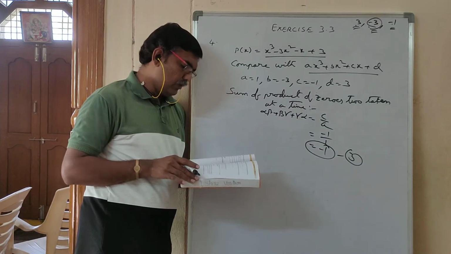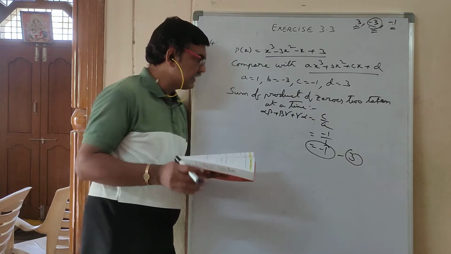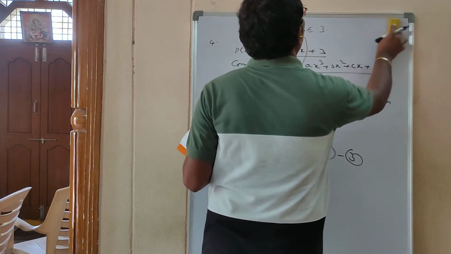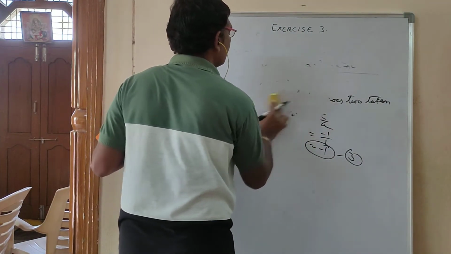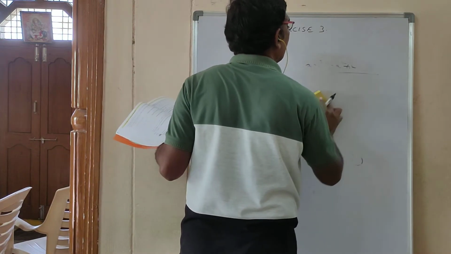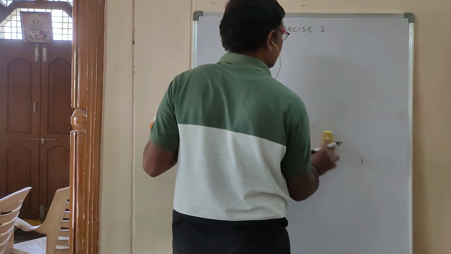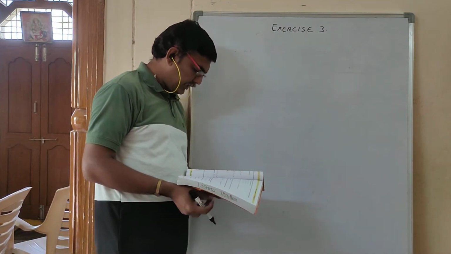Now we'll go for the next exercise. Okay, what is that? Exercise 3.4. That formula proof also I'll explain in the next class. Next we'll go for 3.4. So I'll read the question for 3.4.